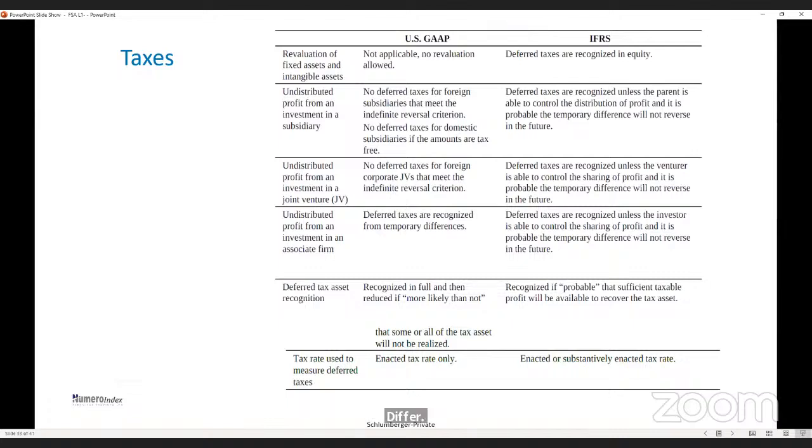Deferred tax asset recognition. You have to recognize it in full and then reduce it if it is more likely than not that some or all of the assets will not be realized. Recognize if probable that you have sufficient taxable profit to utilize it. These are the conditions for you to even recognize that deferred tax asset or liability. Tax rates used to measure deferred taxes have to be enacted. Those are the enacted tax rates only for both, but for IFRS, also if there is a substantively enacted tax rate.